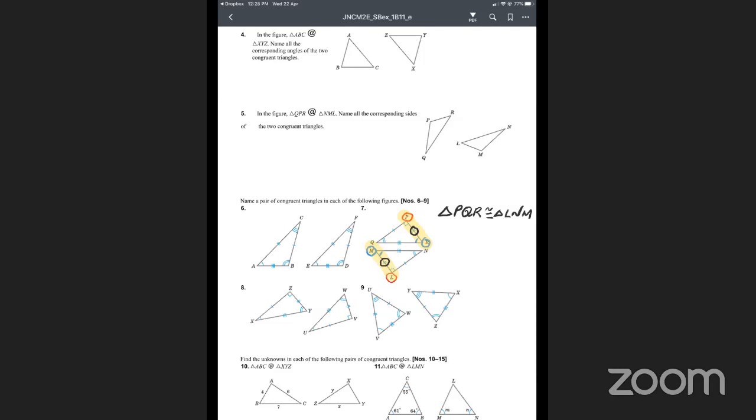Okay, right? Do you think you are able to do number 8 and 9 by yourselves? Should be okay, right? Then we move to the next one.